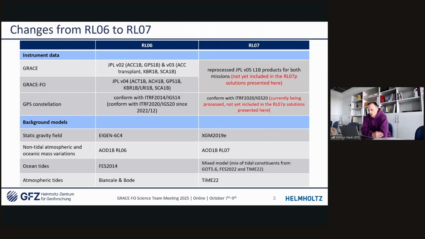And then in terms of background models for the static field, we will switch from the EIGEN-6C4 field to XGM2019. The AOD model will be switched from Release 6 to Release 7. The ocean tide model, as we have heard before, we will change from FES2014 to this mixed model. And atmospheric tides will be the new time-temperature model.